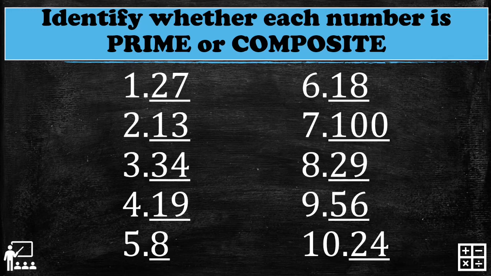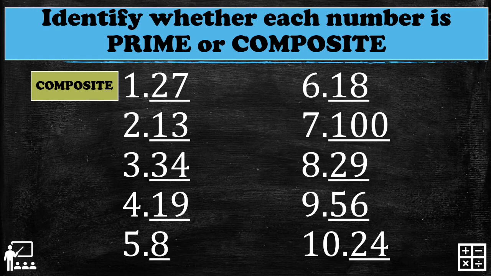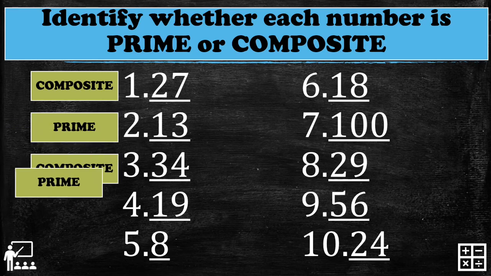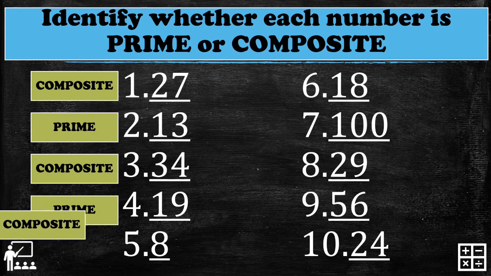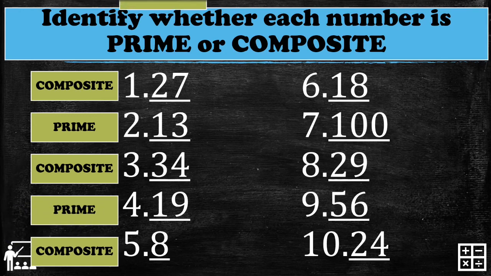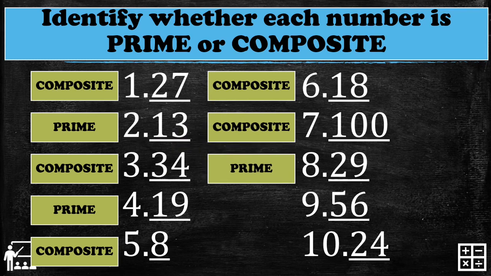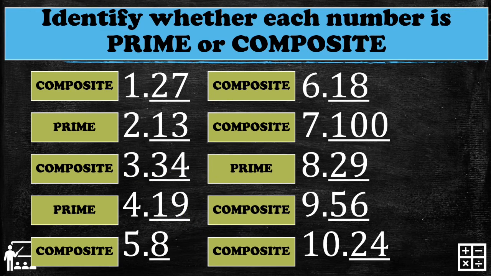So let's check your work. Number 1 is a composite number because 27 has 2 or more factors. 2 is prime because 13 has only 2 factors. 3 is composite. 4 is prime. 5 is composite. 6 is composite again. 7 is composite. 8 is a prime number. 9 is a composite number. And 10 is a composite number.